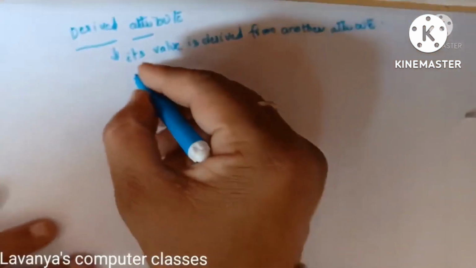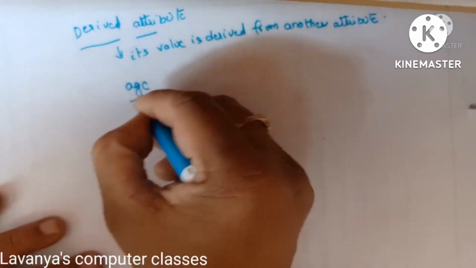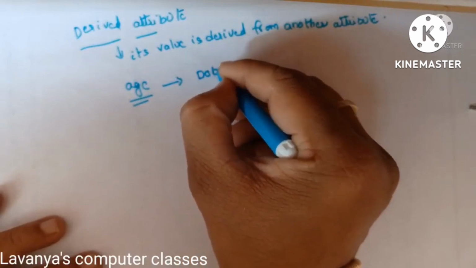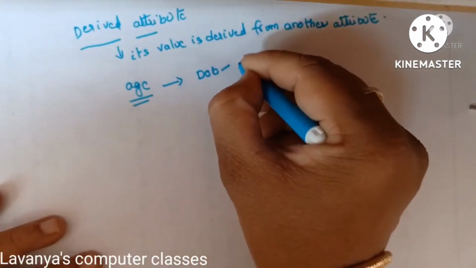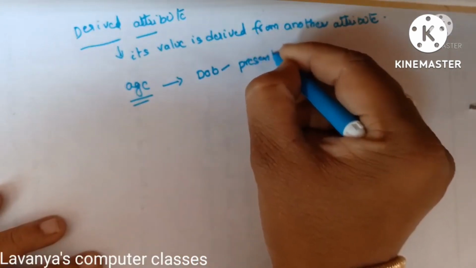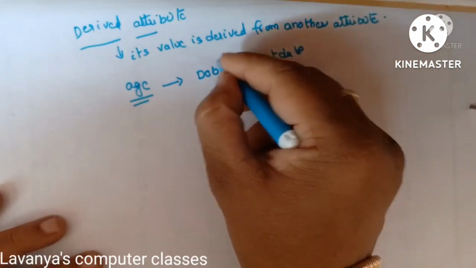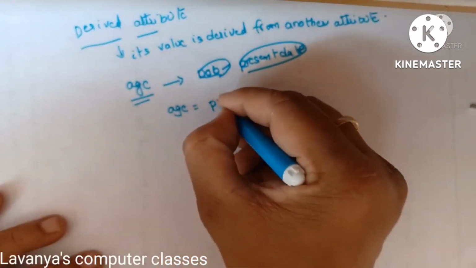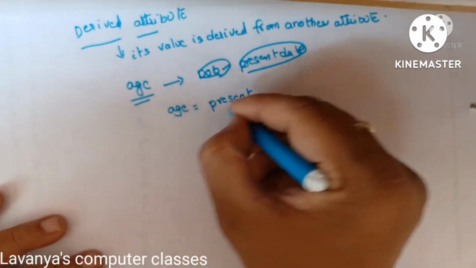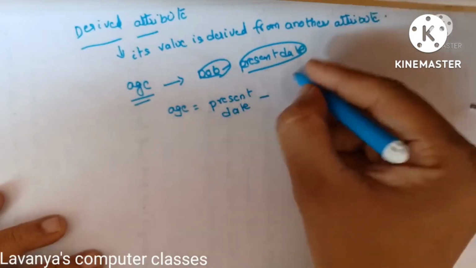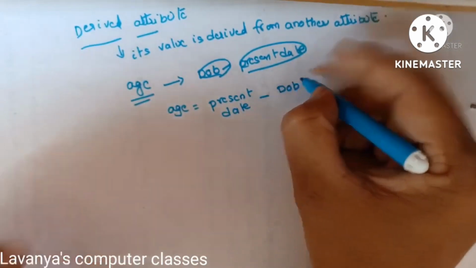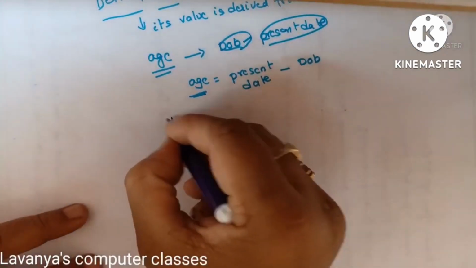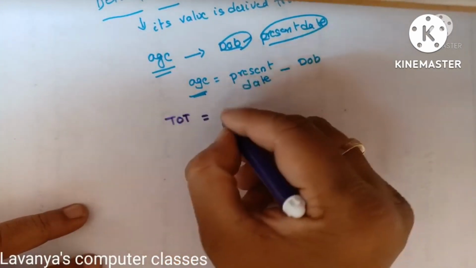For example, age. How can you calculate the age of a student or a person? If you know the date of birth and the present date, then only we know the age of a person. Today's date minus date of birth, and then we automatically get your age. So to calculate age we need some other values also, present date and date of birth. Then only we get the age. So age is known as a derived attribute. Like total.